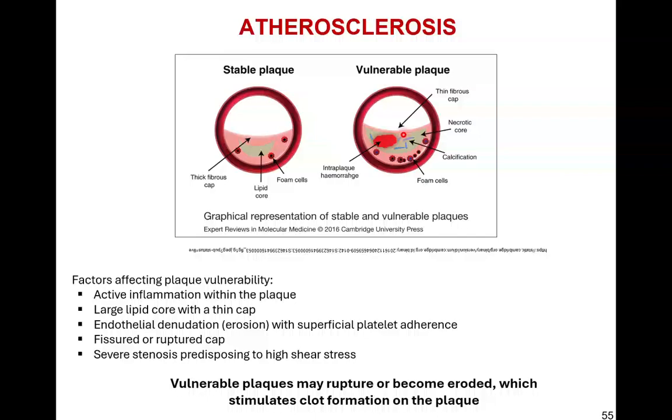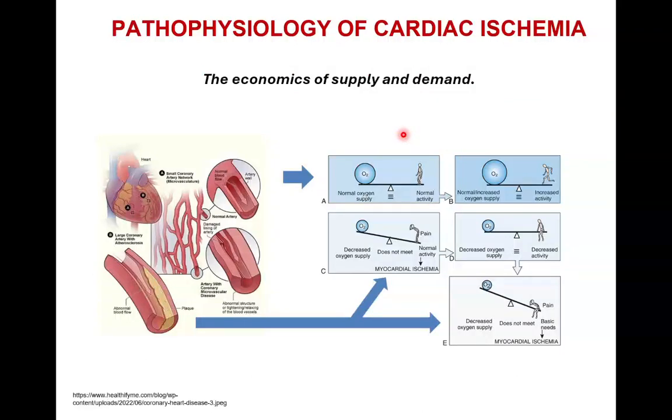Okay, so we've talked about the development of the plaque. Now we're going to see how that leads to ischemia. Ischemia simply means that oxygen supply is insufficient to meet metabolic needs. So I've labeled this section the economics of supply and demand.